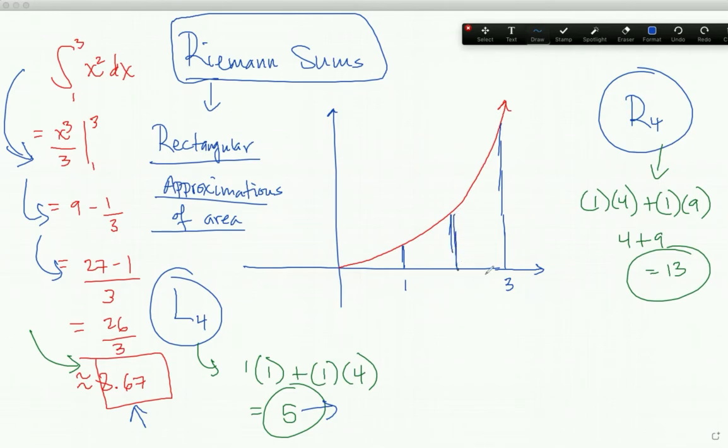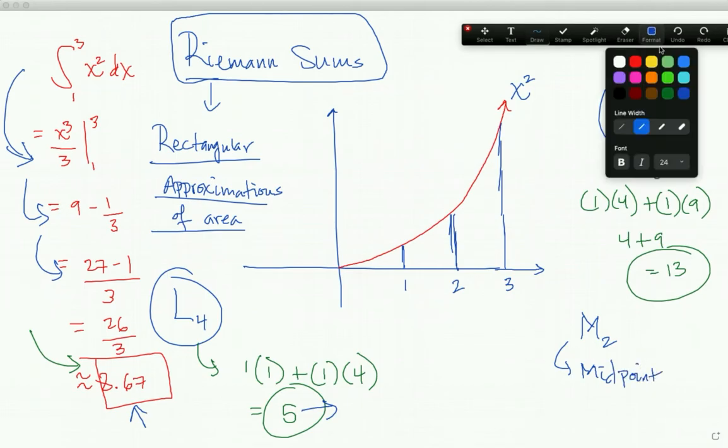Let's say this is 2 right here. We're going back to the same function x squared, but this time we're learning about another type of Riemann sum, called the midpoint. So it would be M2, M4, and so on, prescribing the number of rectangles, with the M telling you that you're using the midpoint rule. So midpoint rule is, surprise, surprise, what do you think it means?